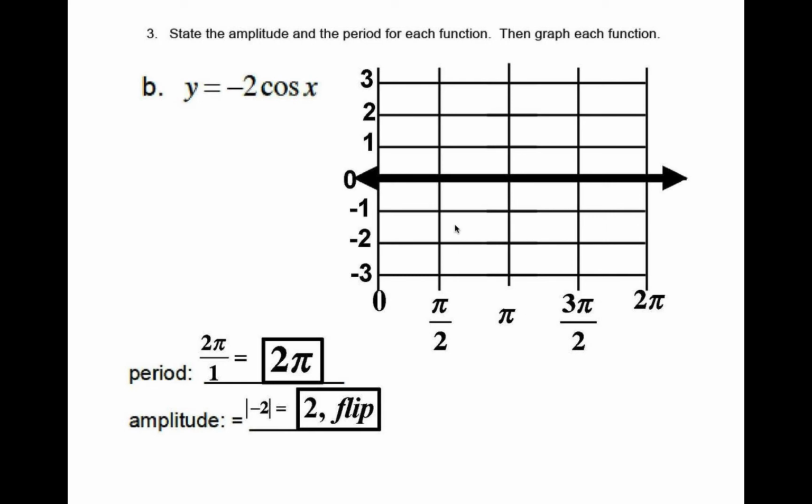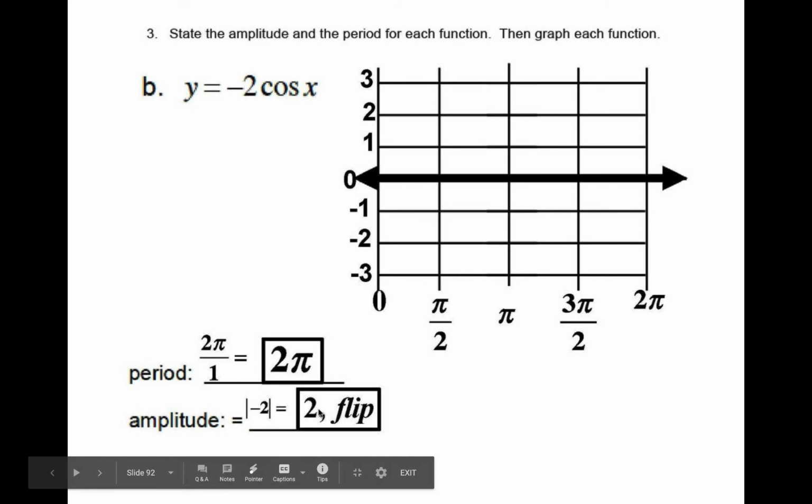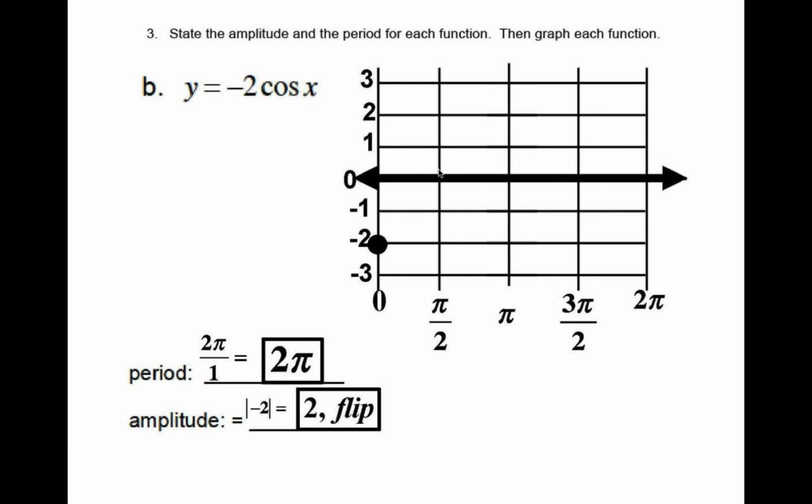Scaling the left side. Since it's cosine, you're going to start on the amplitude. But there's a flip, so instead of starting at 2, I'm going to start at negative 2. Then you go to 0. This is going to flip up to positive 2, 0, and then flip to negative 2. So your graph should look like this.